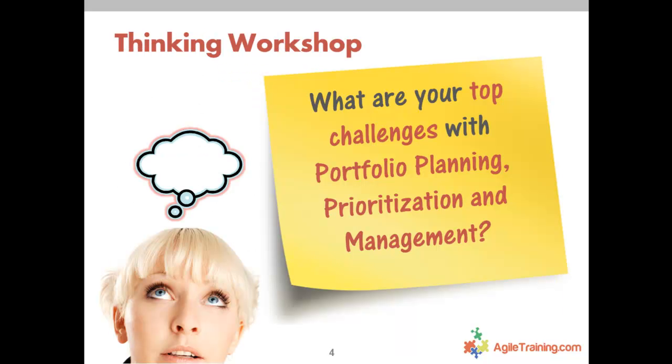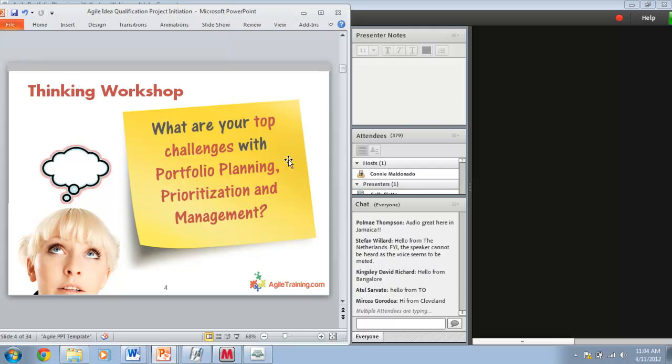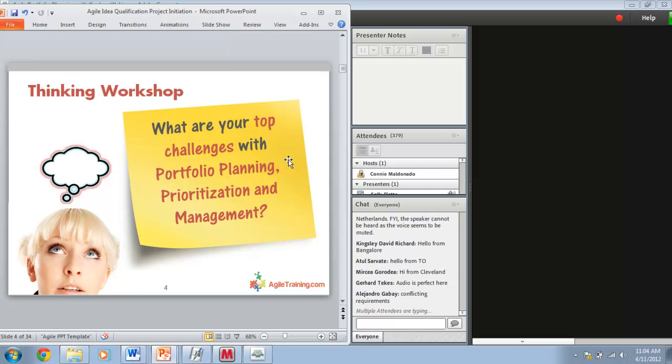I'd like to kick this off with a thinking workshop. Since you're not physically here with me, I can't have you brainstorm on Post-it notes. So I want you to share with me, what are your top challenges with portfolio planning, prioritization, and management? What frustrates you with that whole process, from the concept of an idea being qualified and coming all the way down to getting done? What have been your challenges? I'm just going to minimize this so I can see some of your responses.